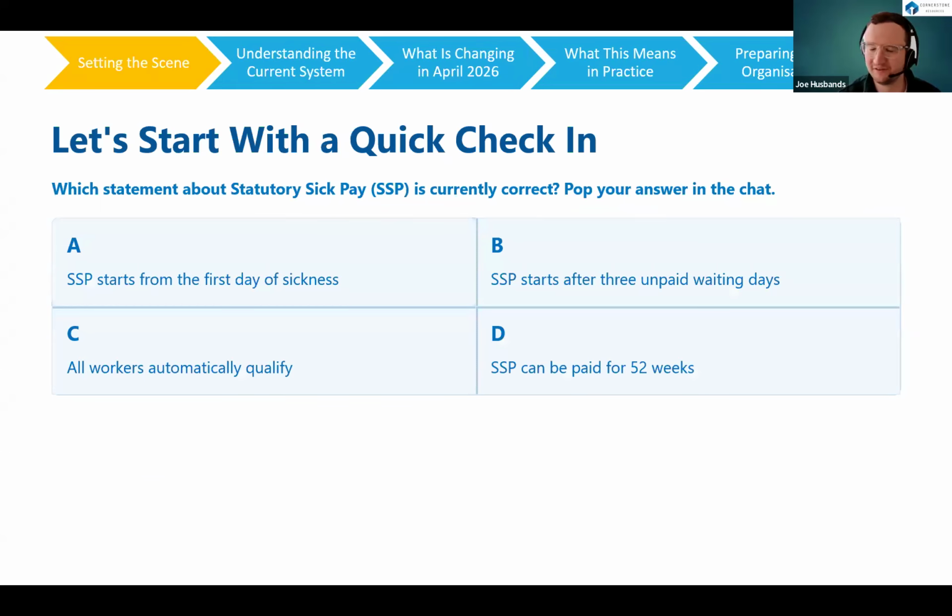I did mention if you were on the call at the start, I'll ask for a bit of light reflection and for your view on certain things in this call. So if in the chat you could just have a look at this question and ask yourself, which statement about SSP is currently correct? Do you think A, SSP starts from the first day of sickness, B, SSP starts after 3 unpaid waiting days, C, all workers automatically qualify, or D, SSP can be paid for 52 weeks? What do you think's the answer?